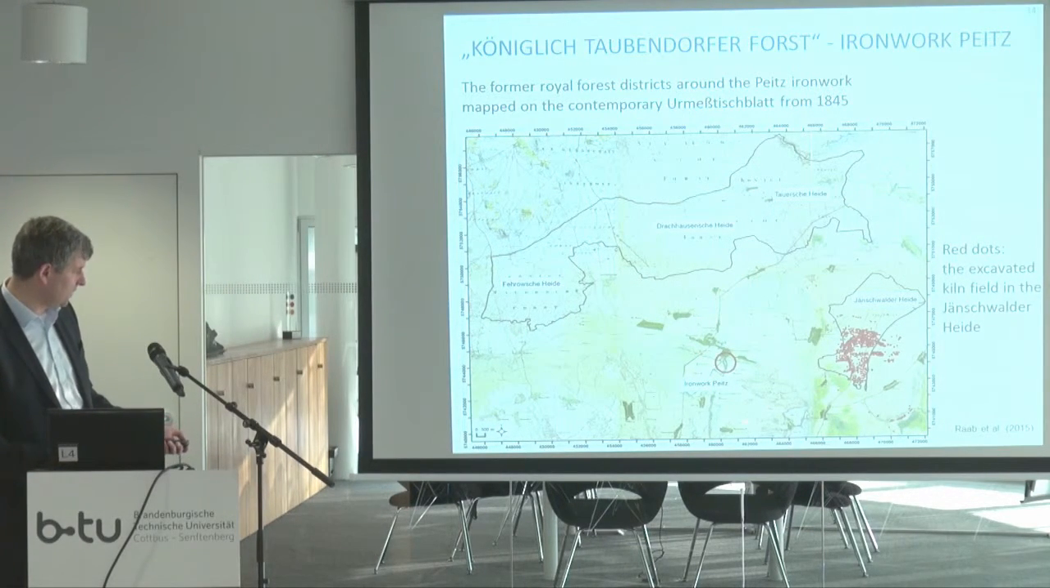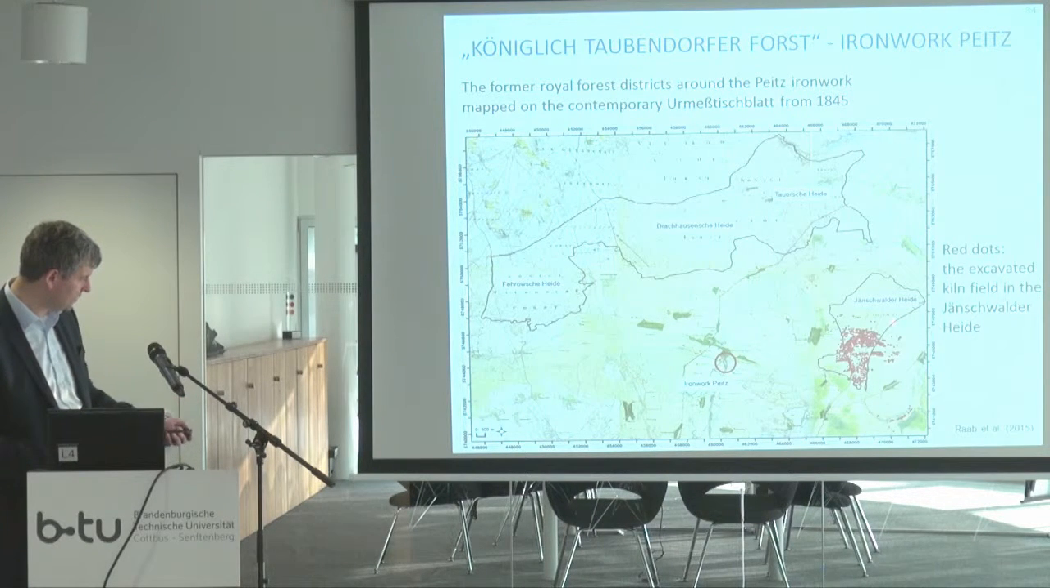This is a historic map from 1850 or 1845, the first survey which was done in Prussia. Cottbus would be down here. So this is Peitz. You have already seen it in one of the area views with the ponds. At Peitz, there was the ironwork where they produced these guns, etc. And so from the surrounding, they needed the charcoal.